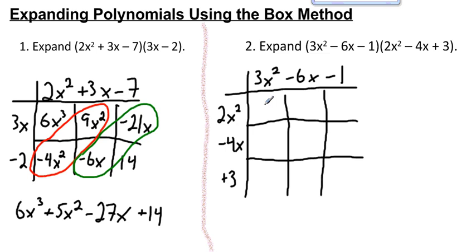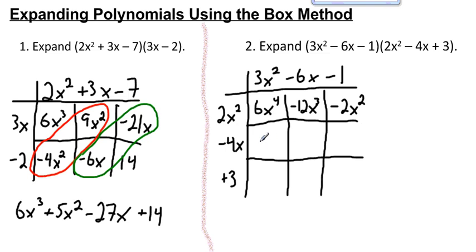So our top left box, we have a 2x squared to the left and a 3x squared above. So 2x squared times 3x squared will give us 6x to the 4th. Going 1 box to the right. To find this number, we will do 2x squared multiplied by negative 6x. So that gives us negative 12x cubed. And our last box in the first row will be determined by multiplying 2x squared by negative 1, which will be negative 2x squared.